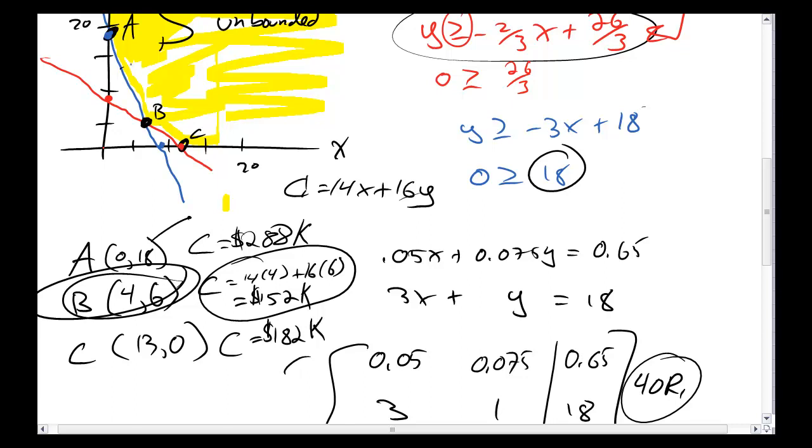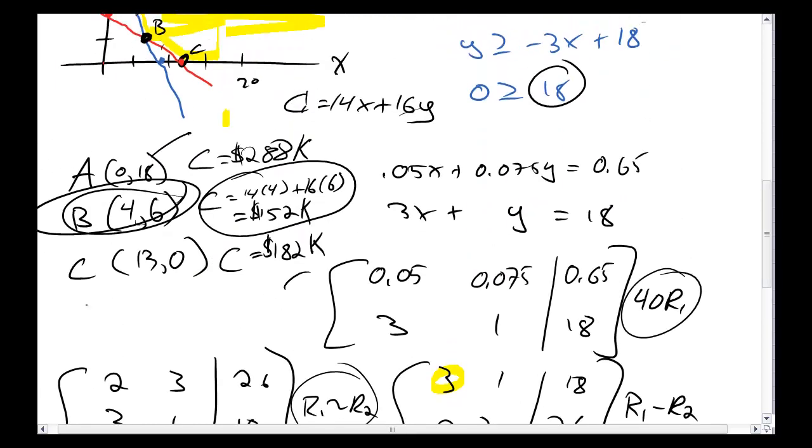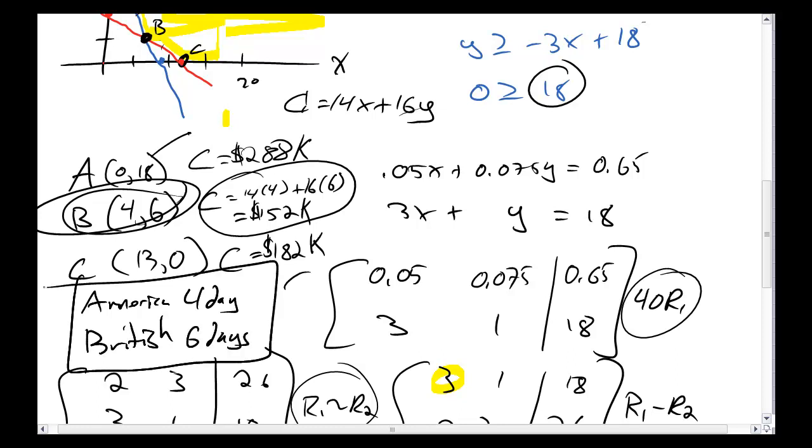And if I did any other sorts of points in between here, where I would run some different combination of both of them, it would still cost me more than this one, because the optimal solution is going to happen at the corners. So my answer is America should run 4 days, and the British factory should run 6 days. And that will get me my solution for this.